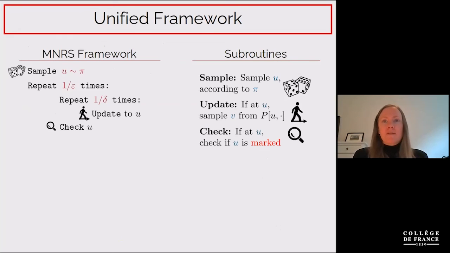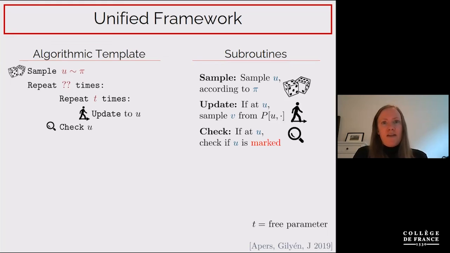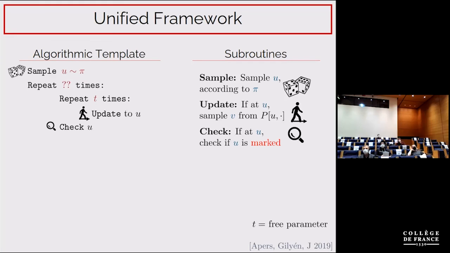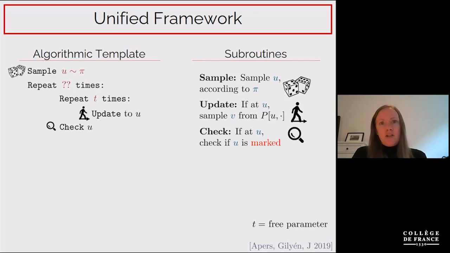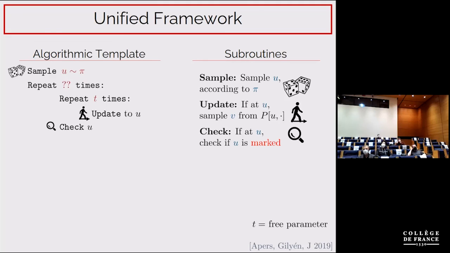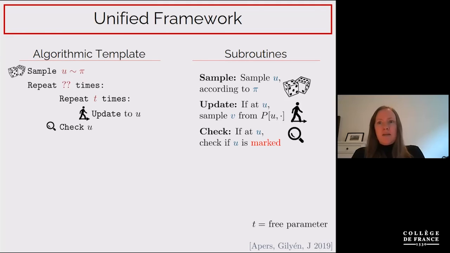So consider the MNRS framework. And here we take 1 over delta update steps before checking, whereas the hitting time framework checks at every step. We can easily imagine a classical algorithm that does something intermediate. That is, it checks every t steps. So it takes t steps and then checks, and then takes t steps and then checks. But if we take t steps where t is less than the mixing time, we don't necessarily have a fresh random sample. So it's not totally clear how many times we need to repeat this t steps and checking loop before we actually find a marked vertex with high probability.